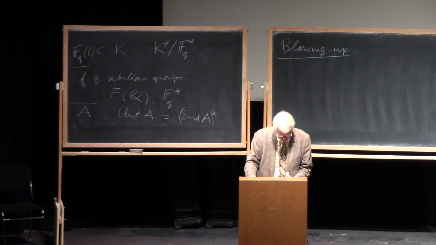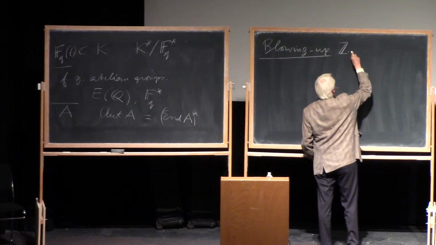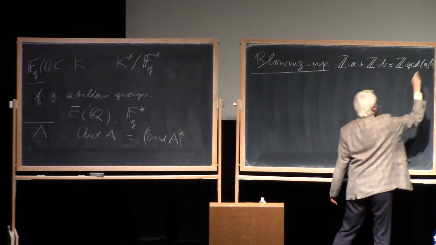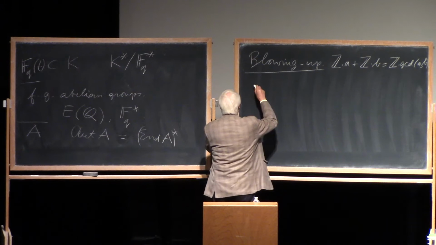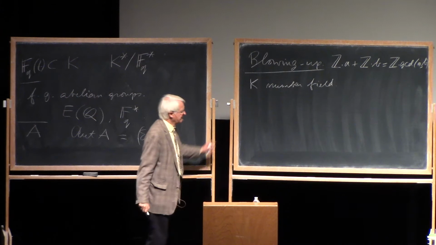Well, let me remind you of the problem that we were talking about. When we have two integers A and B, then in Euclid we learn about the GCD of A and B, which has this property, and this is something that we like, in number fields. So let me start by introducing some notation that will be used all the time for number fields. So I fix K, that is a number field, a finite field extension of the field of rational numbers, and everything that we are going to do will happen inside K.